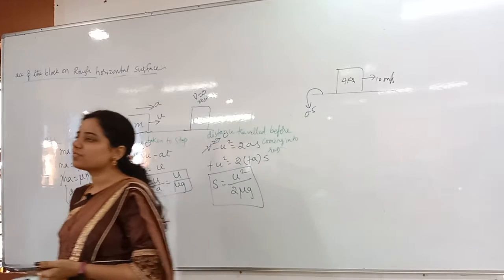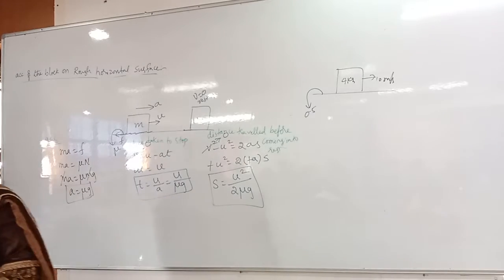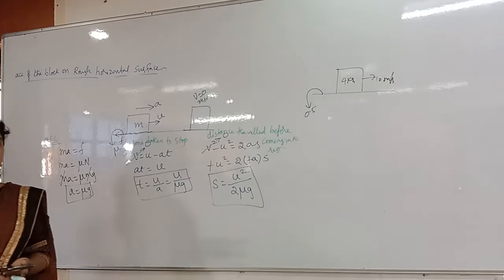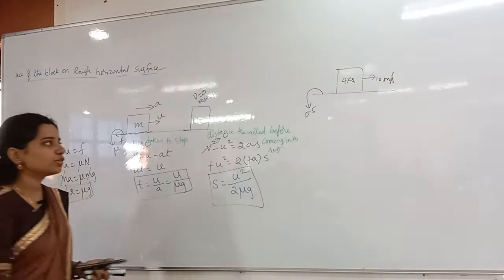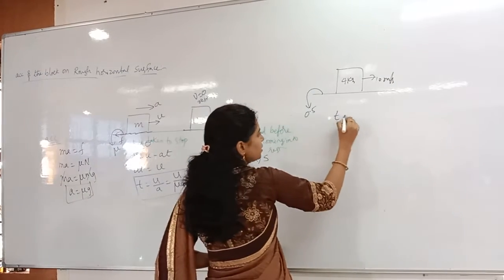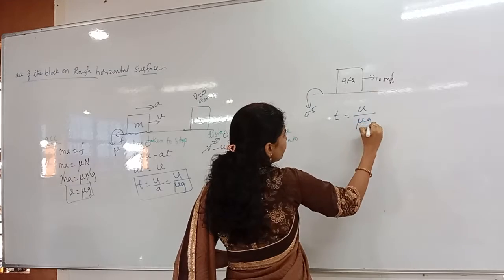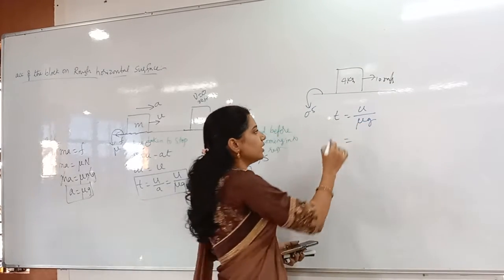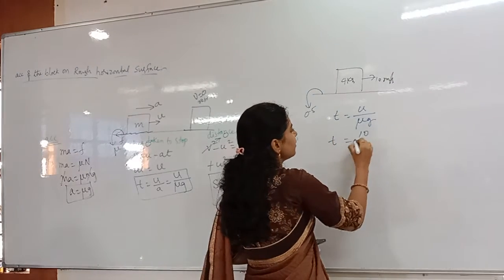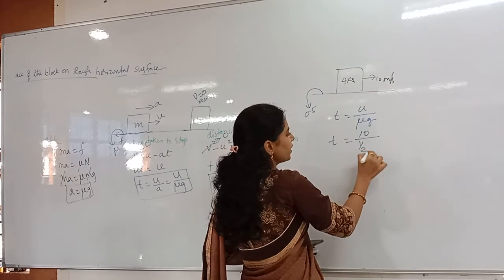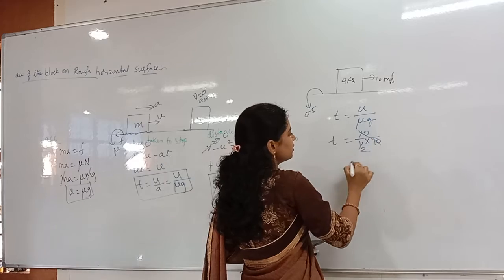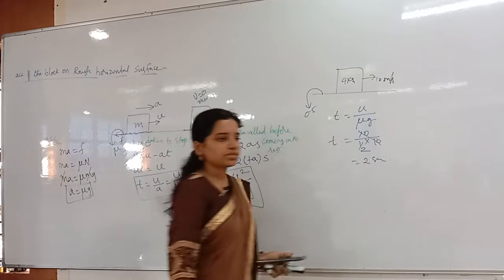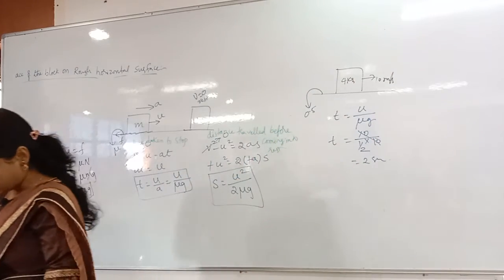Time taken to stop. What is the formula? t is equal to u by mu g. By substituting in that, what is the time value you will get? t is equal to 2 seconds. So t is equal to u by mu g, then there is no need of mass, nothing. So t is equal to u, which is 10, divided by mu, which is 0.5, nothing but 1 by 2, g is 10. Then what is the answer? 2 seconds. That's the answer. Then the next problem.